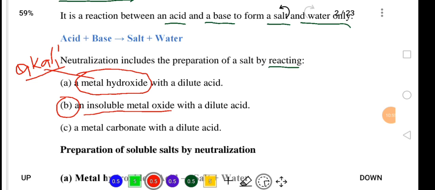In this reaction, we react an insoluble metal oxide with dilute acid. If we are not using an insoluble metal oxide, we can also use a metal carbonate with dilute acid. So in this case, we are reacting metal hydroxide. If not metal hydroxide, we are going to react insoluble metal oxide. If not insoluble metal oxide, we can also use a metal carbonate, where we react metal carbonate with an acid.